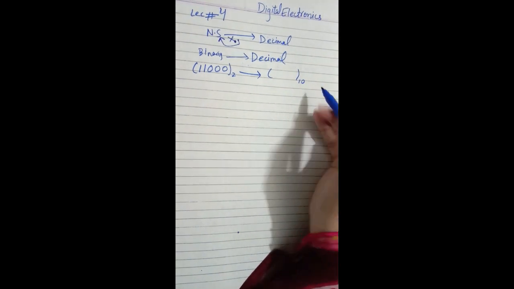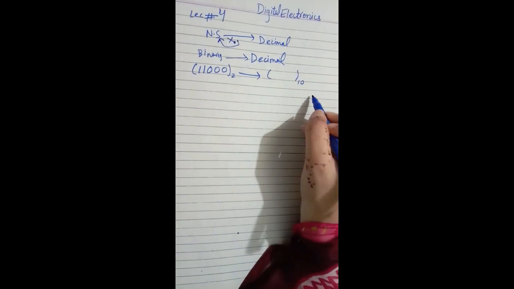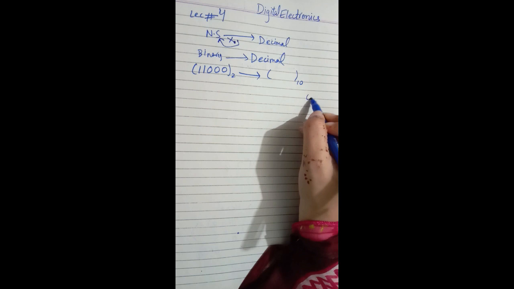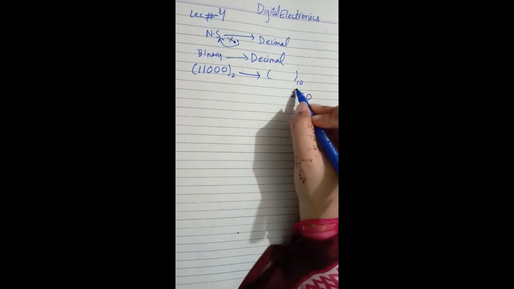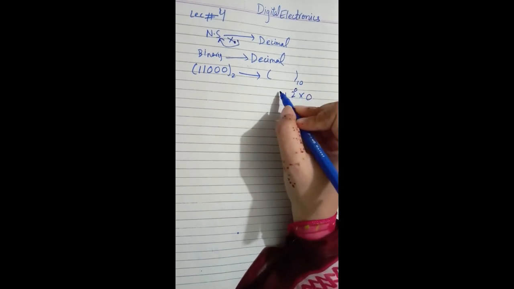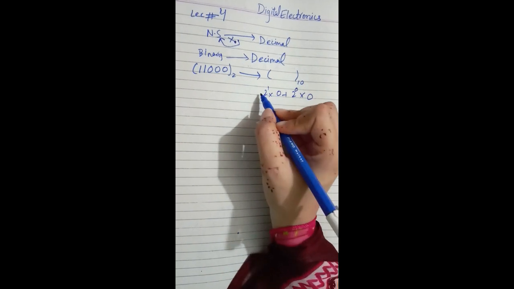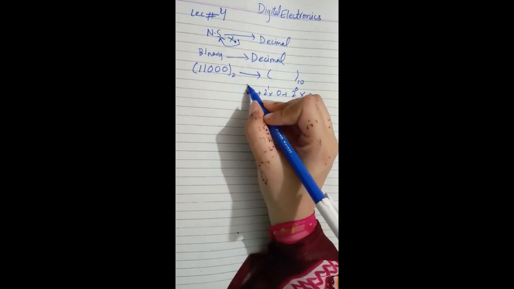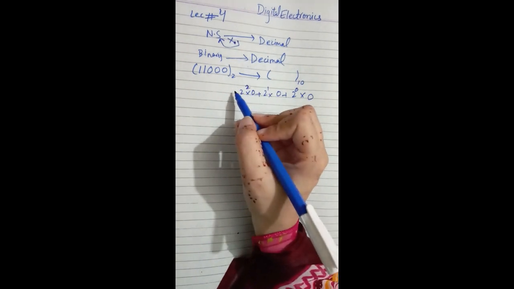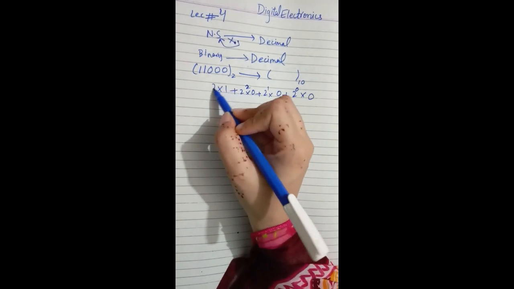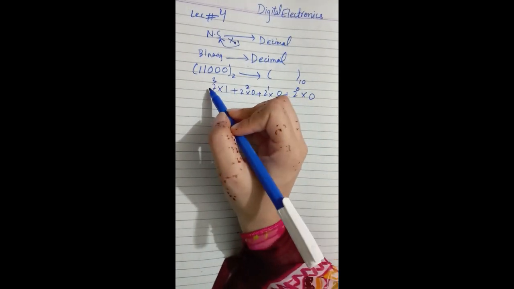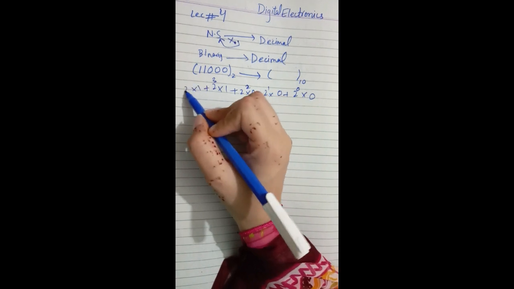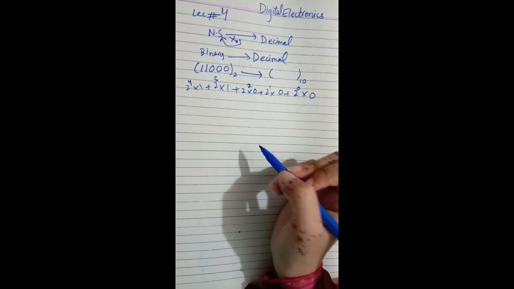So to convert this, we have 0 multiplied by 2 raised to power 0 plus 0 multiplied by 2 raised to power 1 plus 0 multiplied by 2 raised to power 2, then plus 1 multiplied by 2 raised to power 3 and plus 1 multiplied by 2 raised to power 4.